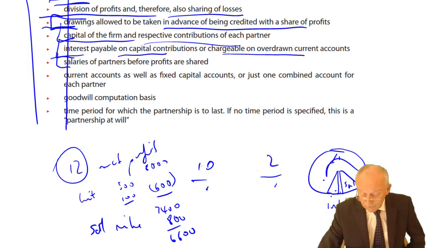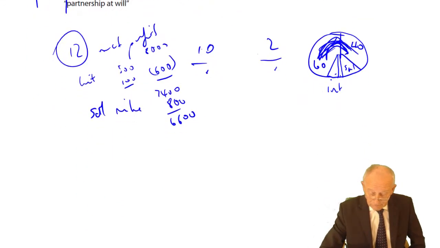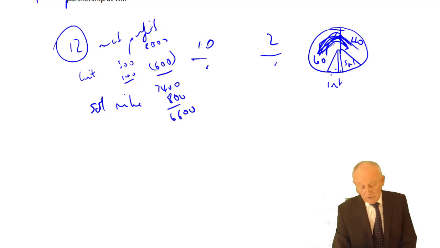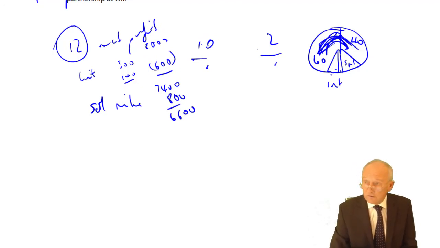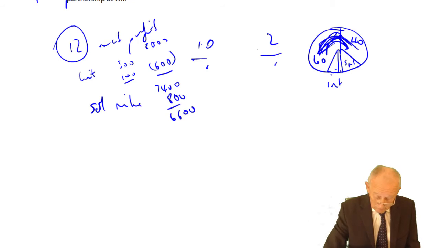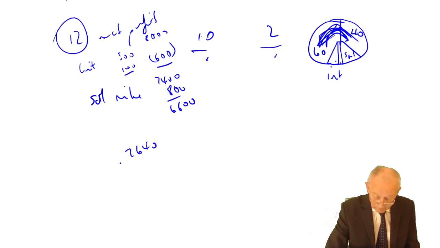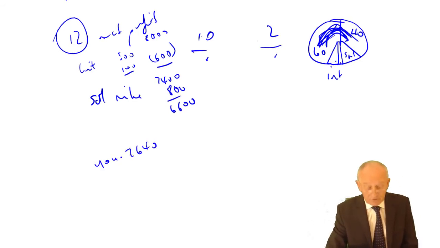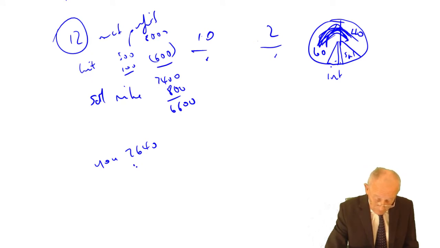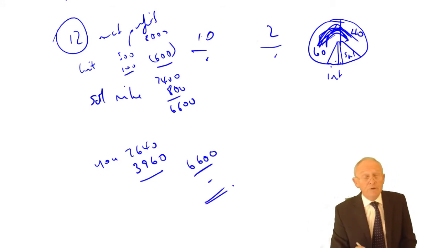But then we've agreed the division of profits, and those are the profits, and we've agreed that it's going to be 40-60. 40 for you, 60 for me. And 40% of 6,600 is 2,640. So 2,640 for you. And 60% of that is 3,960. And there's our 6,600 profit allocated between us.